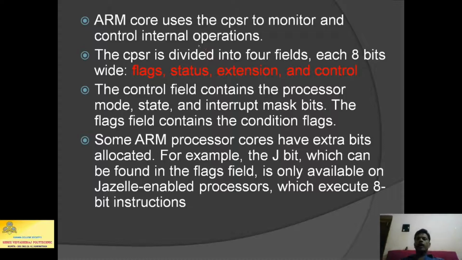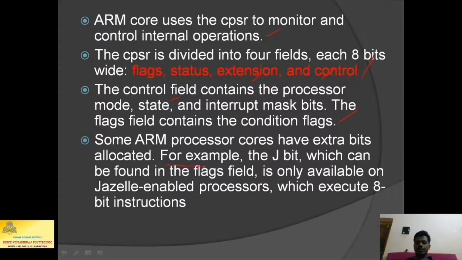Next, the ARM core uses the CPSR to monitor and control internal operation, as I said. It will be divided into 4 fields: flags, status, extension, and control. The control field contains the processor mode, as we have seen, state and interrupt mask bits. The flag field contains the condition flags. The ARM processor cores have extra bits allocated, which are not shown in this CPSR.